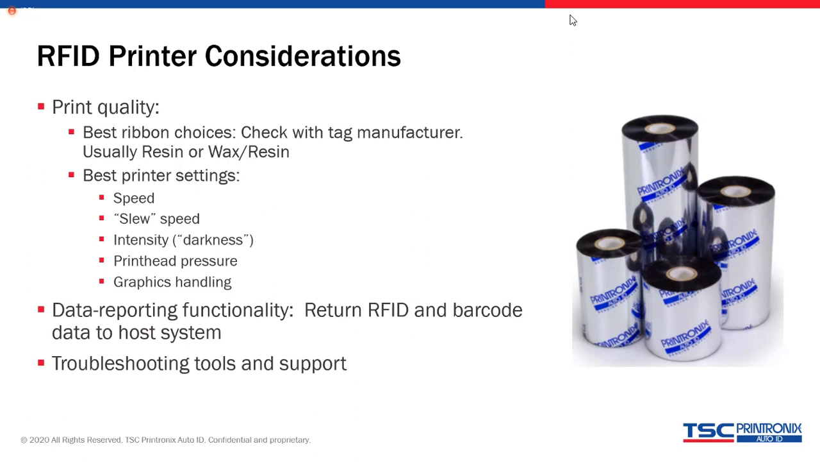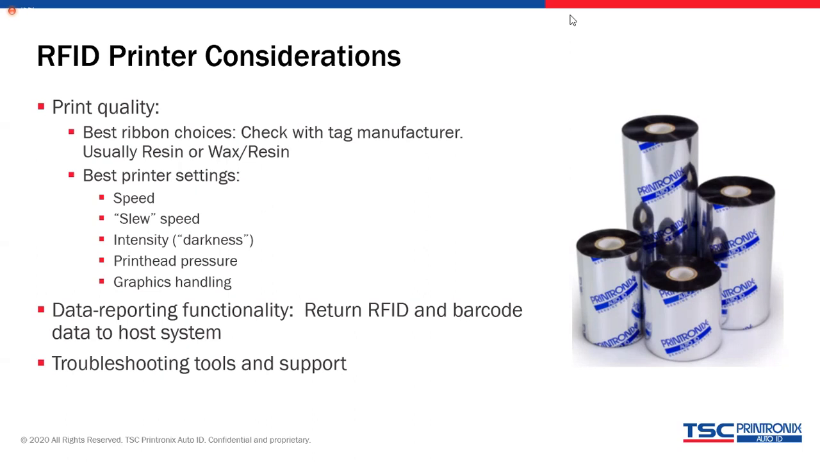To get the best print quality, you also want to check out the printer settings. So first up is the speed. By this I mean the print speed. As a general rule, the faster you're printing, the lower the print quality. So you might need to dial down the print speed to get an acceptable print quality.